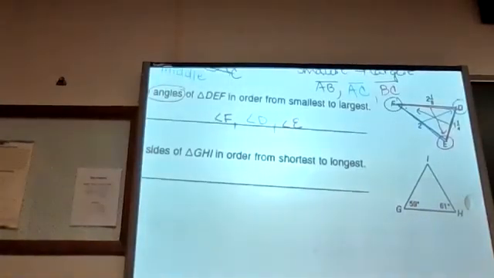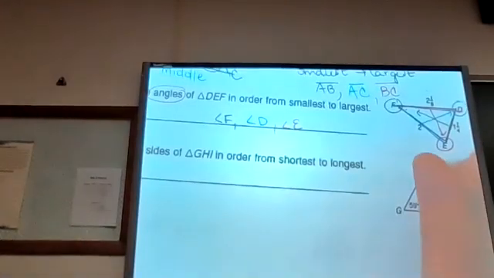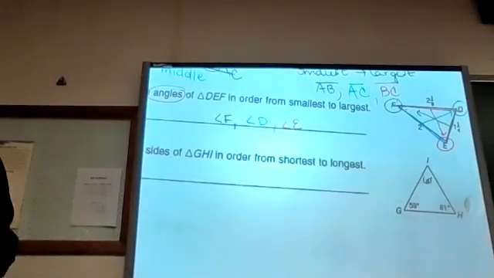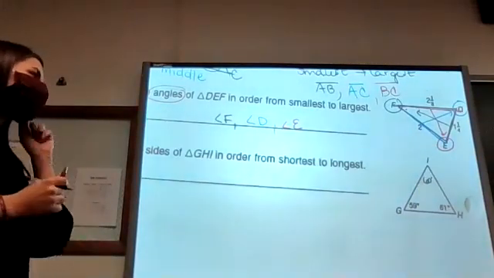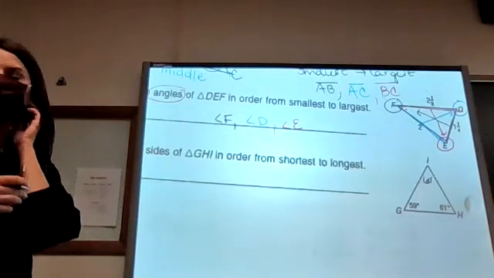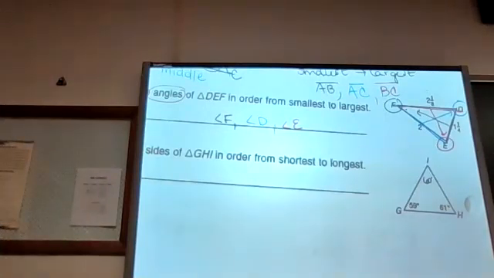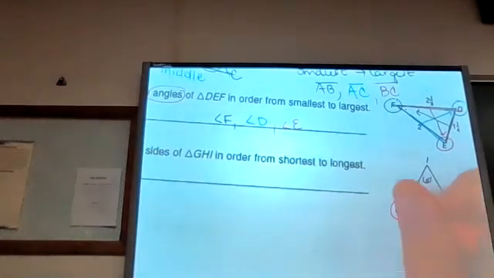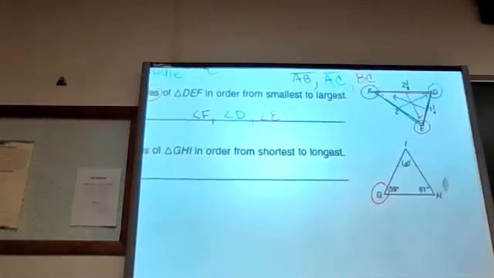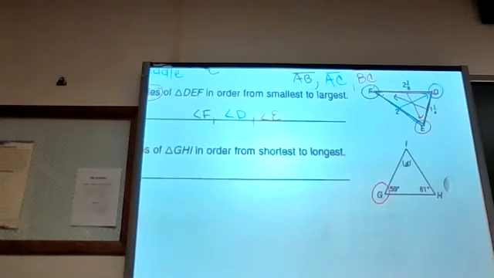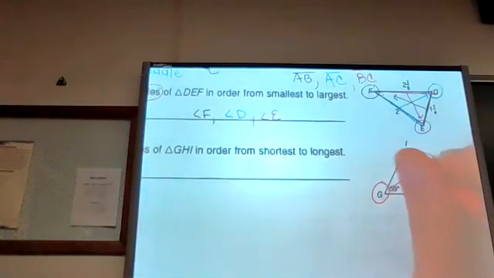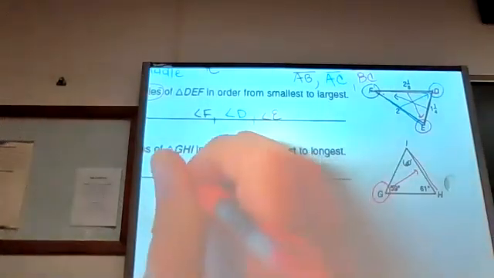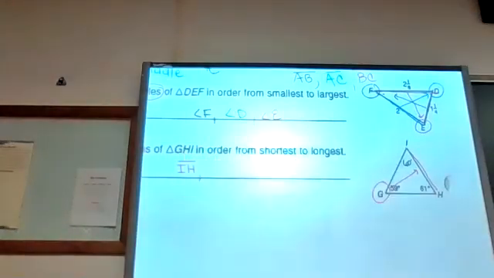My missing angle would be 60 degrees. Which angle is the smallest? Not side, but which angle is the smallest? G. G is the smallest angle, which means the shortest side would be IH, across from this angle. My shortest side is IH.